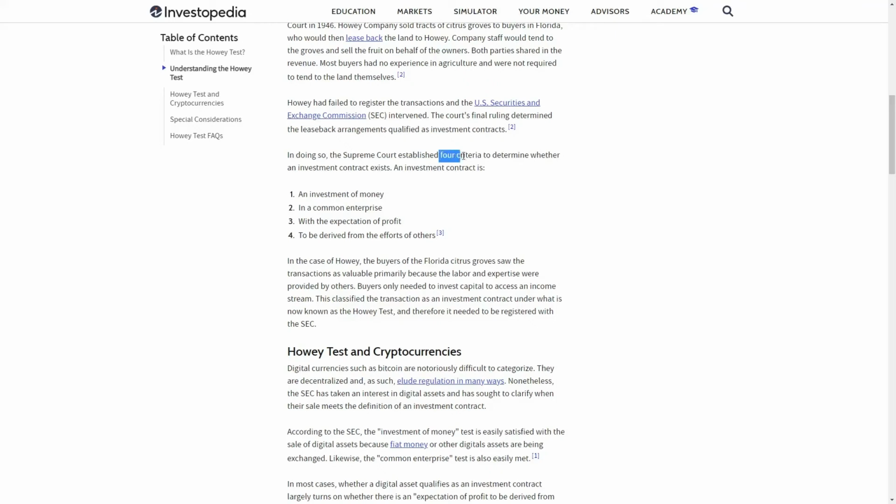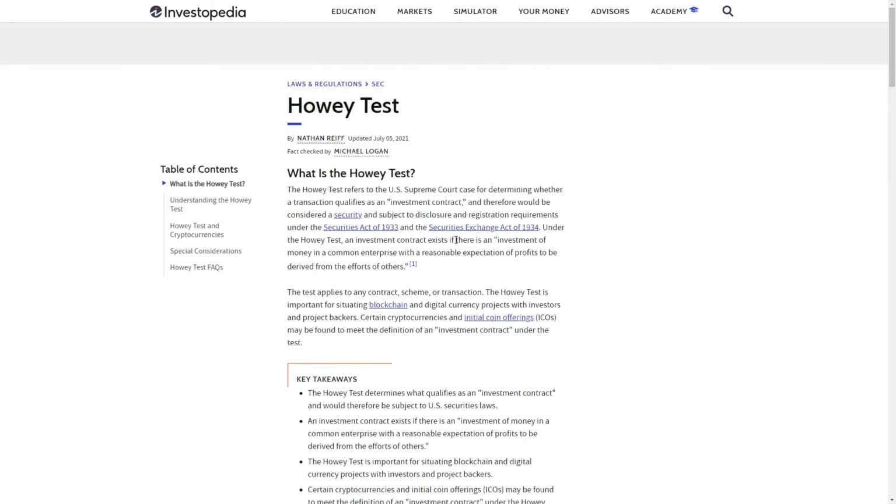So with these 4 criteria right here, let me know what you think down below. Do you think, under these 4 criteria of the Howey Test, which is the test used by the SEC to determine whether something is a security, that Ethereum is a security?